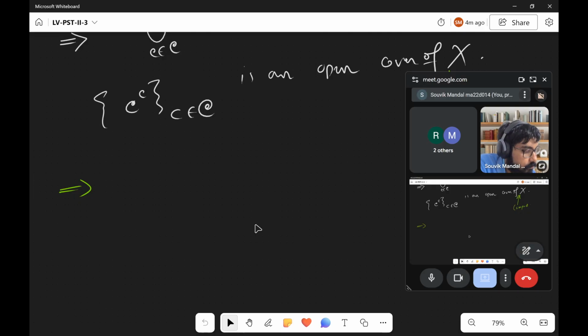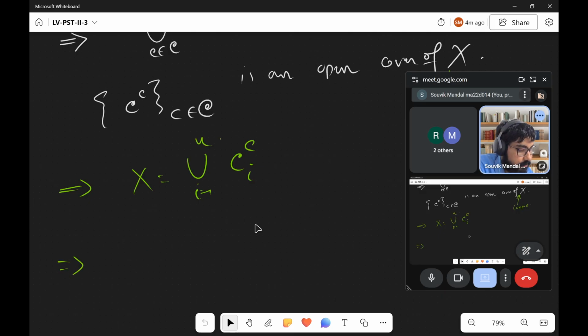This implies that X can be covered by a finite subcollection of the complements. Call it this way. So taking the complement, what will we get? The null set is equal to the intersection of the C_i. Correct? Up to this much, is it clear? Yes, sir.